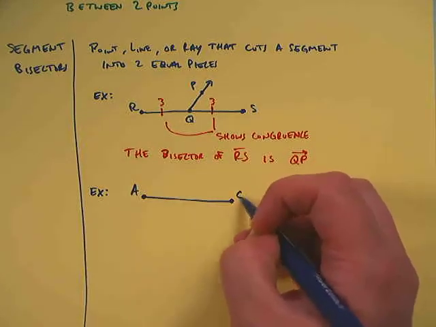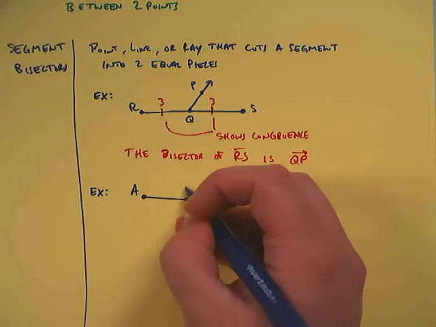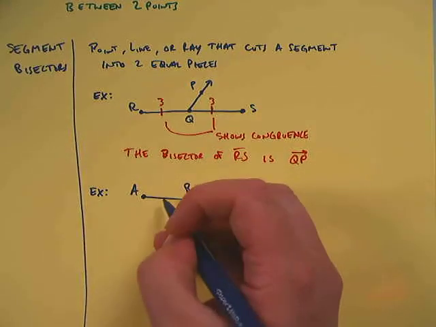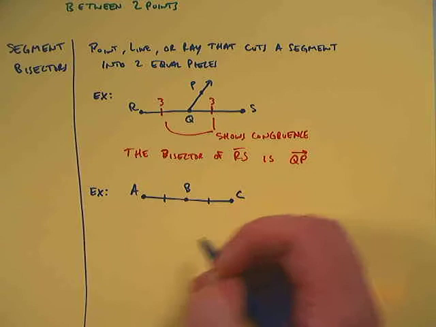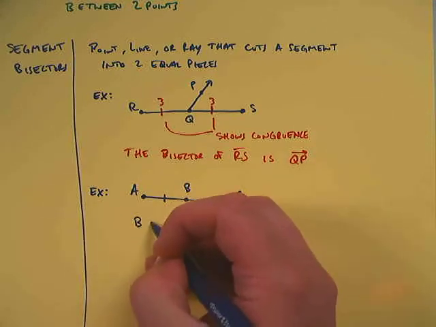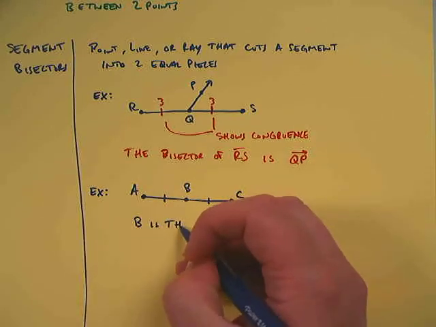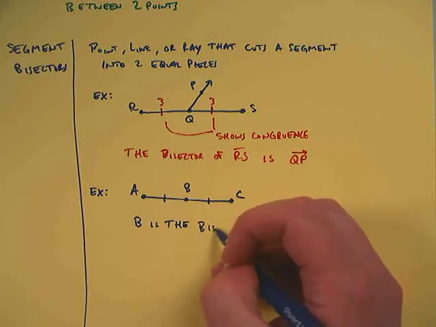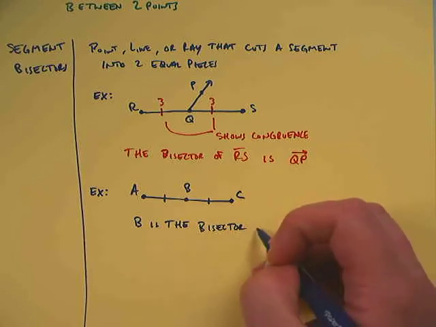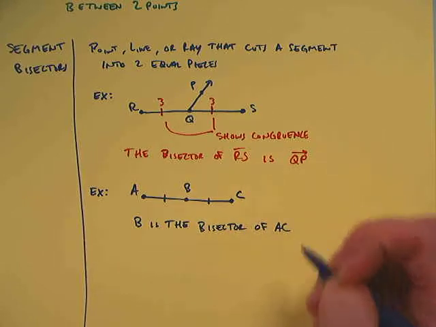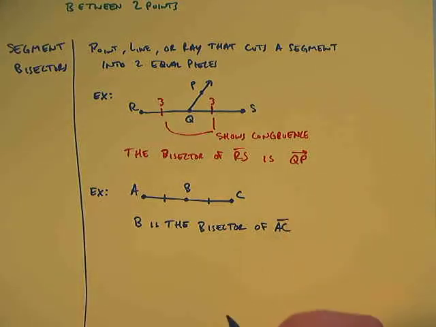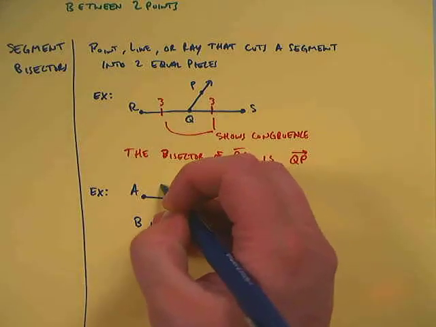Let's say we've got another segment AC, and point B is a bisector. So B is the bisector of AC. And if at any point this is going too fast, feel free to pause it and catch up if you're taking notes at the same time.